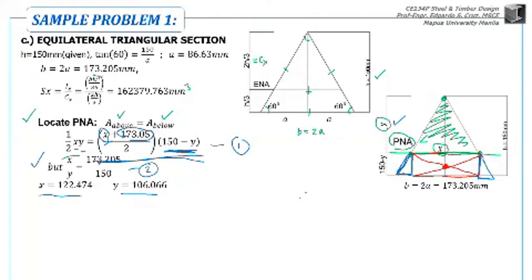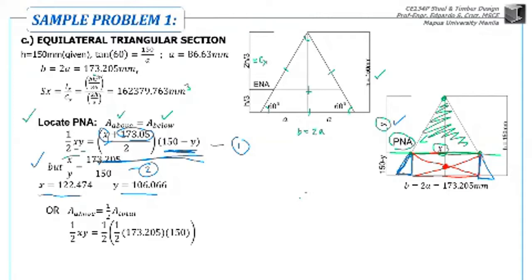So now, paano ko masasolve yung Zx? Yung Zx, or another way of locating PNA is equating the area above. So yun yung triangle na green. Ano relationship ng triangle na green with respect to the whole triangle of the section? Hindi ba't yung area ng triangle na green must be equal to kalahati ng total area?